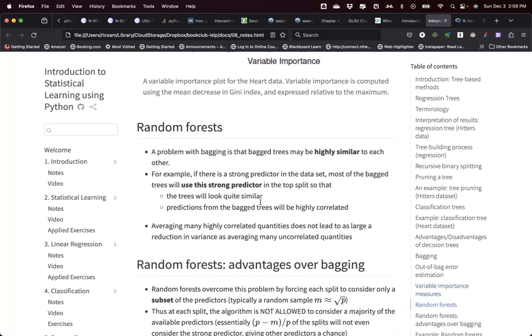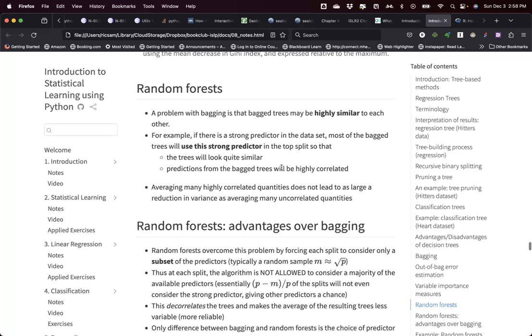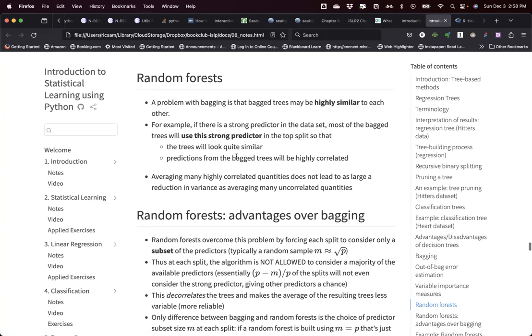Random forests are based on bagging, right? One of the problems that bagging has is that the bagged trees may be highly similar to each other. For example, with a strong predictor in the data set, most of the bagged trees will use this strong predictor at the top split, because they're not going to change that much, since they're using the same mechanism for assigning the root node. So trees will look quite similar, and predictions from the bagged trees will be highly correlated. And this could be an issue, right?